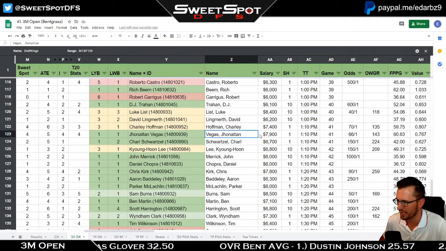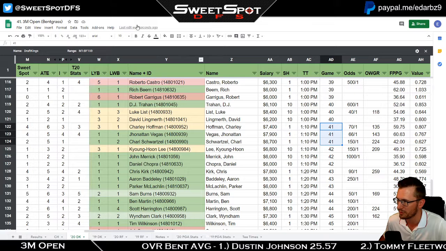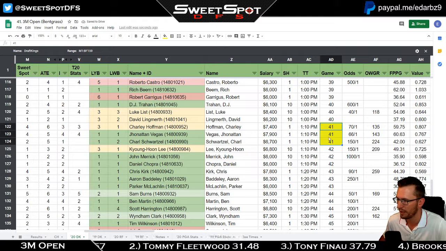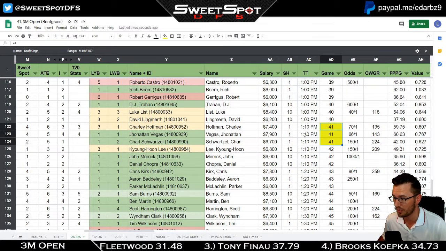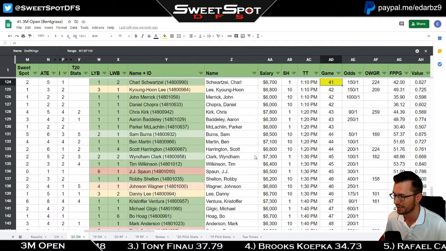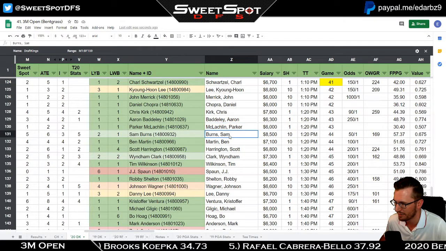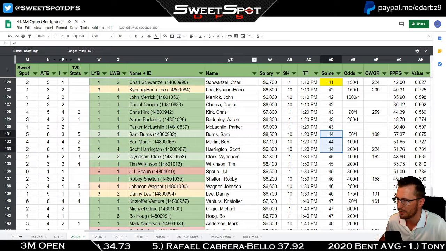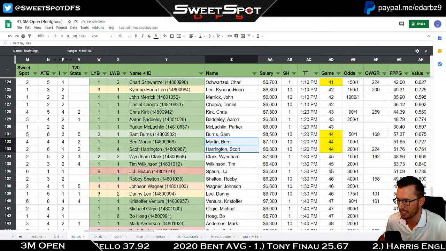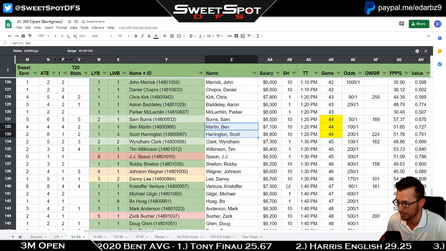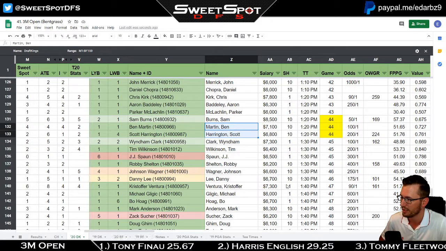I know Johnny Vegas is a... Oh, this is actually not a bad group right here. I know Johnny Vegas is a popular pick amongst some people. I also like Charlie Hoffman, so both of those golfers decent to complete your lineup with. I know Sam Burns is kind of a popular golfer for this week. Let's go ahead and highlight that group because Ben Martin and Scott Harrington, very capable golfers, very talented.